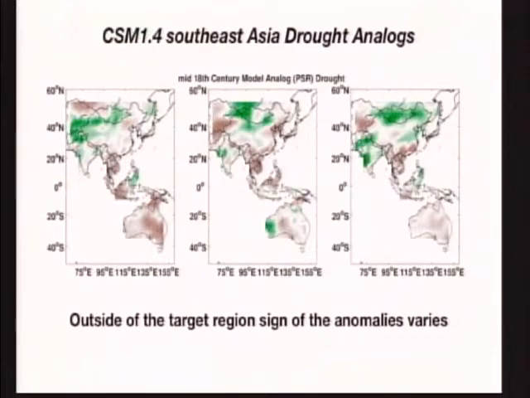Just to give you an idea of what these analogs look like, these are drought analogs from the CSM 1.4 for decade-long droughts in Southeast Asia. Brown colors are dry, or negative PDSI values, Palmer Drought Severity Index values. Green is wet conditions. What you see is that if we just select the analog based on Southeast Asia, you always get a dry Southeast Asia, but sometimes you get a wet, say, Western India. Sometimes you get a very dry Australia. Sometimes you get a moderately dry Australia. So the analogs are being selected in that way.